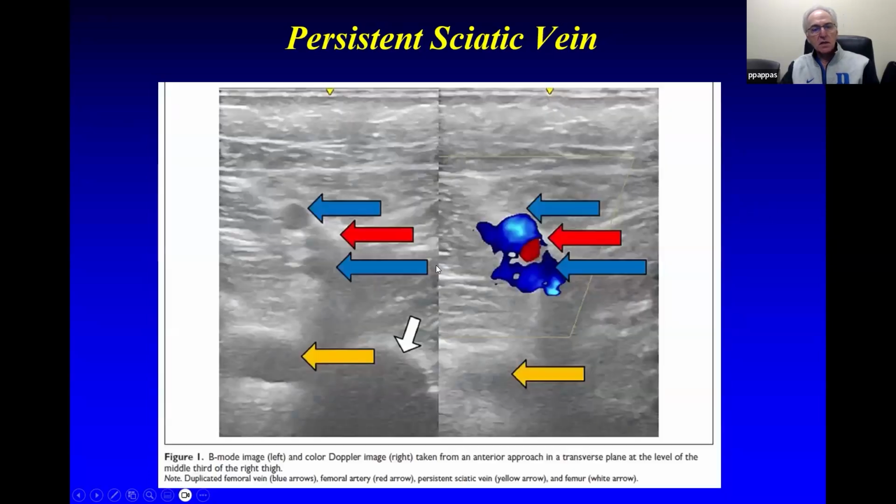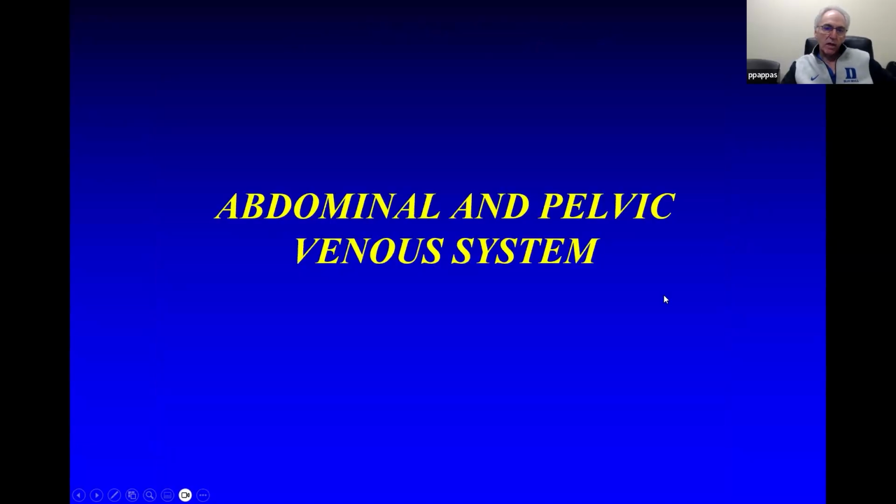On duplex, you can see here's one where you have a duplicated femoral vein that happens 30% of the time. Here is a sciatic vein that's aneurysmal that follows the course of the nerve in the posterior thigh. And here is the femoral artery. So this is what it would look like on a duplex scan if you saw a patient like this. All right, so that's the embryology.